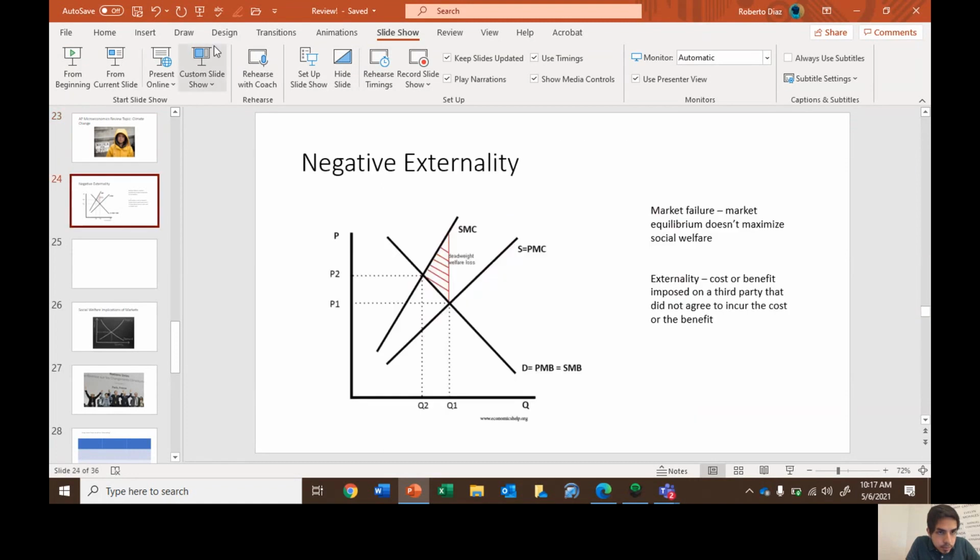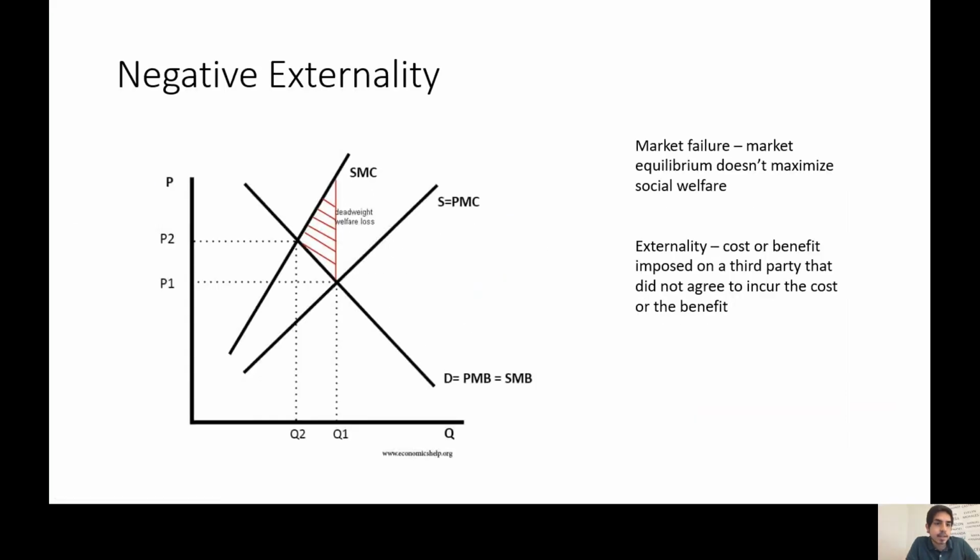So in Unit 6, we talked about market failures and the role of government in addressing market failures. And I'll talk a little bit more about market failures in a moment. Well, I guess I can talk about it now. But a market failure is a situation in which the market equilibrium doesn't maximize social welfare.